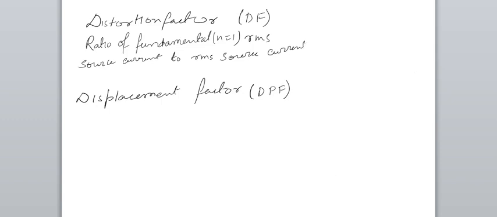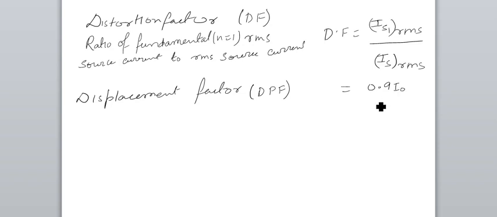So here I will write it. Distortion factor is IS1 RMS, fundamental RMS source current, divided by source current RMS. So what can I write? It will be 0.9 I naught upon I naught. You can cancel it, and you will get 0.9. So distortion factor is the ratio between fundamental RMS source current and RMS source current.